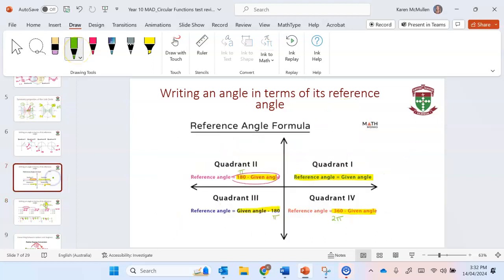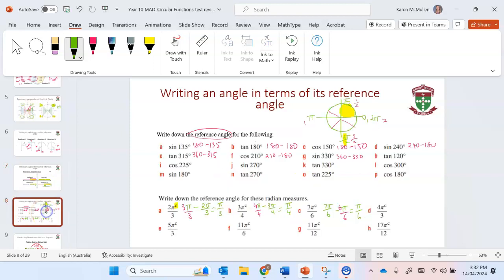So in the fourth quadrant, this is the formula we're using. So 2 pi minus 5 pi on 3. Now I don't have the same denominator, so I can make them have the same denominator. I can make that a 3. That just means that 2 I have to multiply by 3, so that becomes a 6. So 6 pi minus 5 pi is pi, so pi on 3.